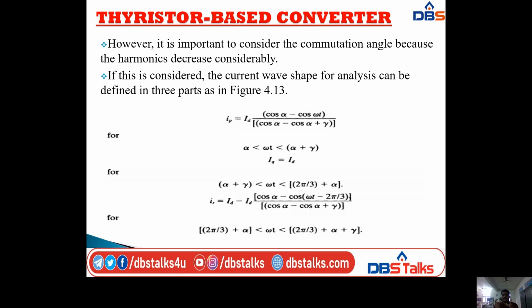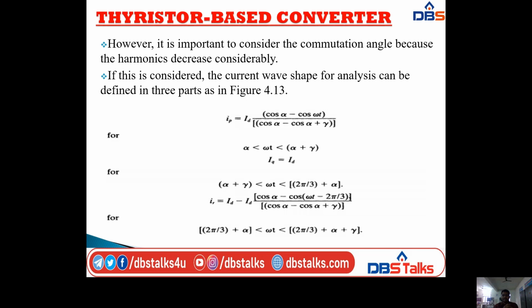So if this is considered, the current wave shape for analysis can be defined in three parts. That is IP is equal to ID of cos alpha minus cos omega t by cos alpha minus cos alpha plus gamma. So this is for alpha less than omega t less than alpha plus gamma. That is, the angle varies between alpha to alpha plus gamma. At that time we have IQ is equal to ID.